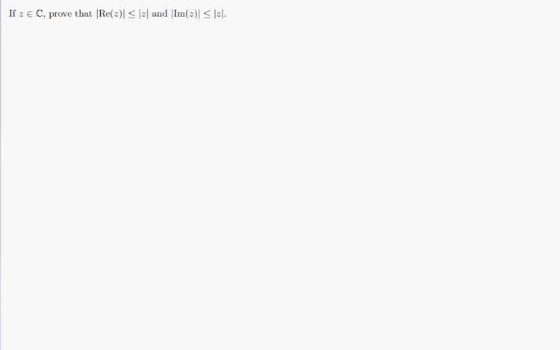Let's now take a look at this review problem. If z is a complex number, prove that the absolute value of the real part of z is less than or equal to the modulus of z, and that the absolute value of the imaginary part of z is also less than or equal to the modulus of z.